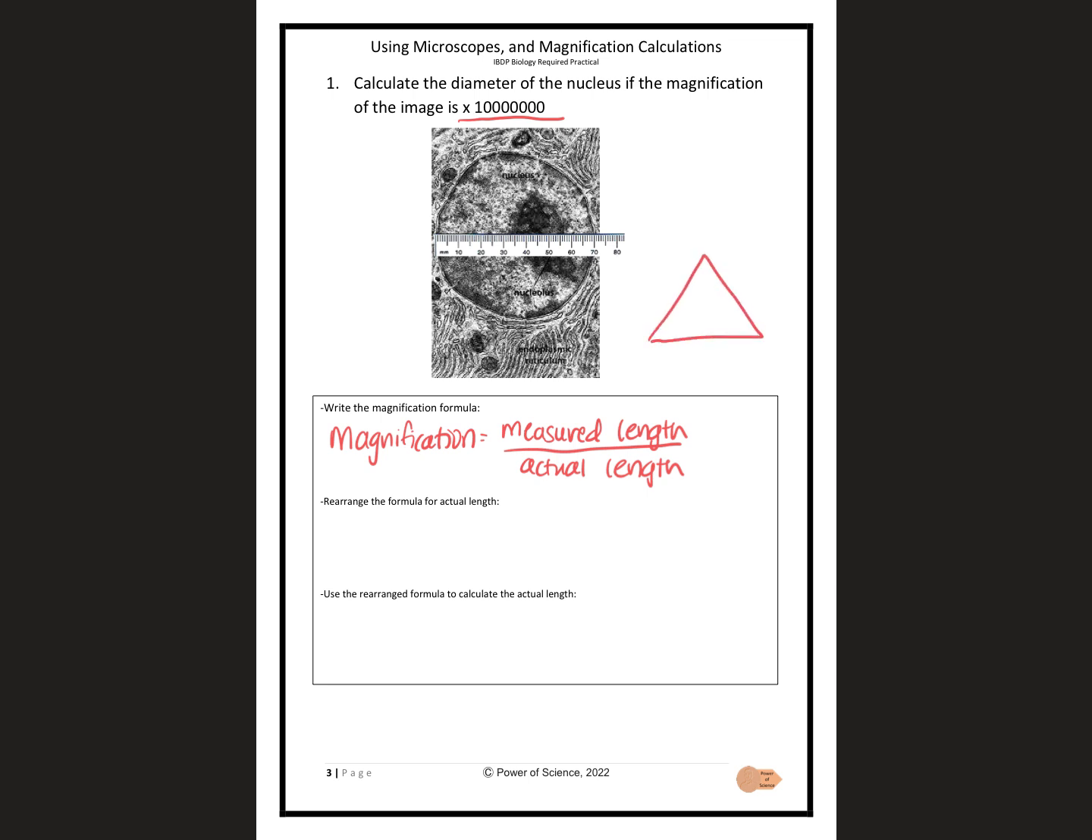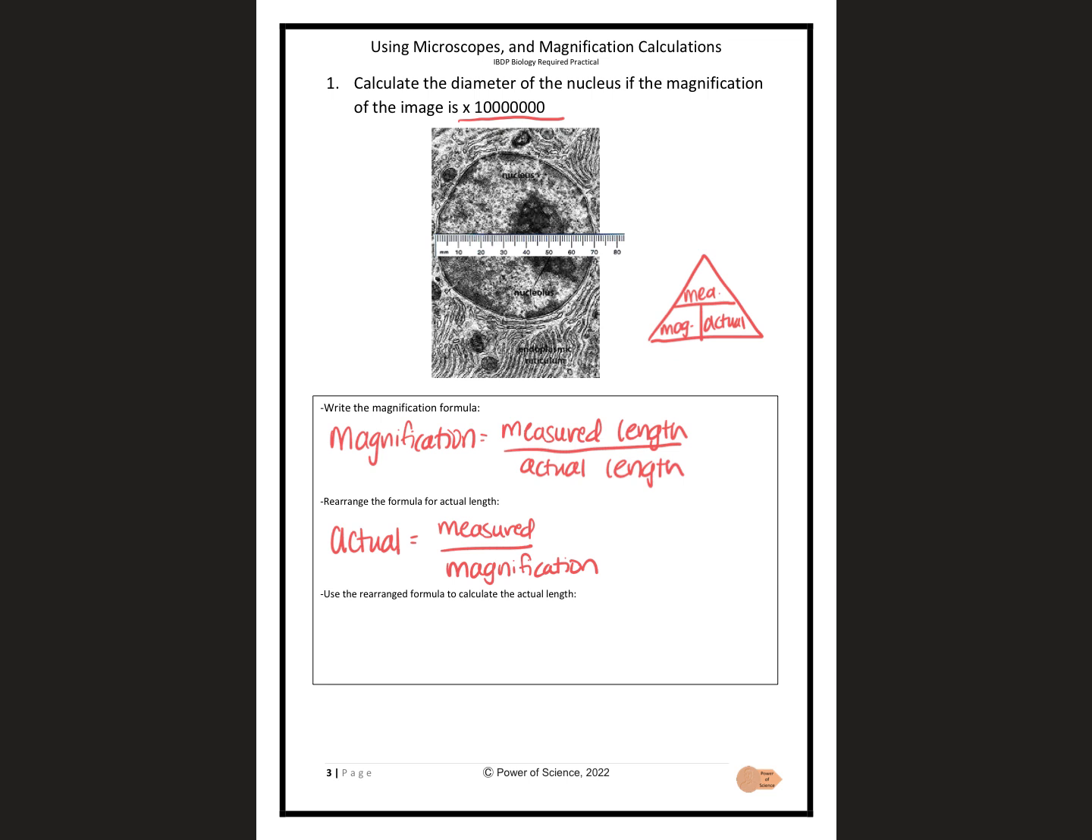Something you can remember here is, if you know how to use a formula triangle, this would be measured, this would be actual, and this would be magnification. Moving forward, I'm going to abbreviate, but this will be actual equals measured over magnification. And now what it's asking us to do is use the rearranged formula to calculate the actual length.